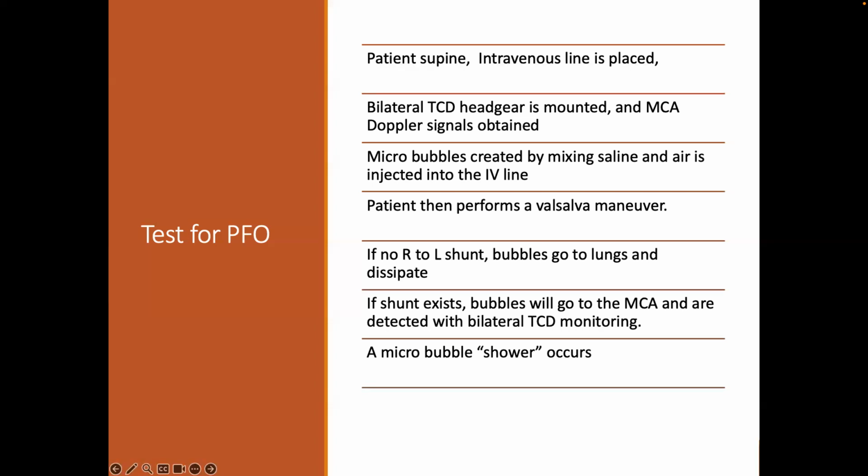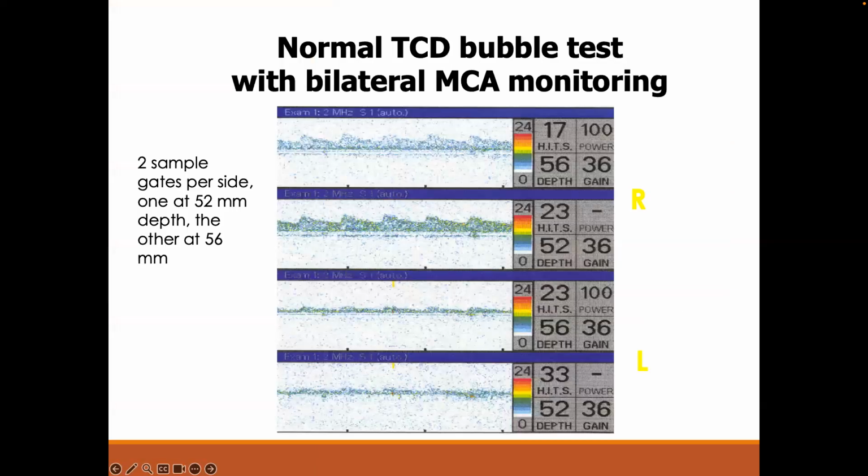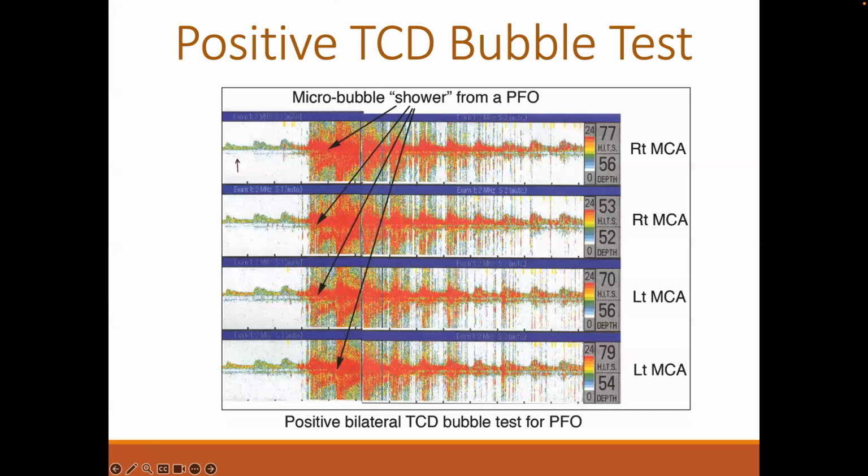Bubbles will cause HITS, high intensity signals in the MCA. It's kind of delayed after a few seconds. Only if the PFO is open, though, you'll see those bubbles. And so this is a normal transcranial Doppler bubble test, and you don't see any kind of signal here, no showers or anything like that. This is a positive bubble test, and you can see the microbubble showers showing up on the spectral display at all of these sample gates.